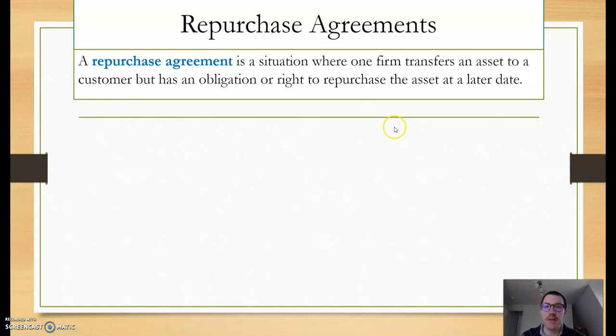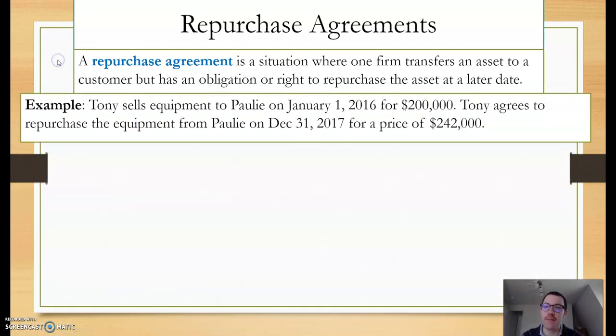Another special situation is repurchase agreements. This is a situation where one firm transfers an asset to a customer but has an obligation or a right to repurchase the asset at a later date. These are not sales. These used to be situations where 2 companies would try to help a company out in a way of helping that company meet a revenue target or an earnings target by making a sale without having to actually make a sale. They said, well, I'll sell you something and I agree to rebuy it the next year. Not a sale. The FASB has cracked down on that.